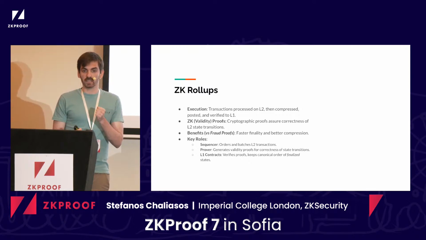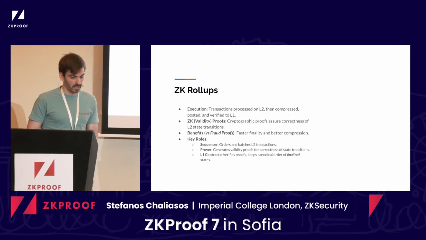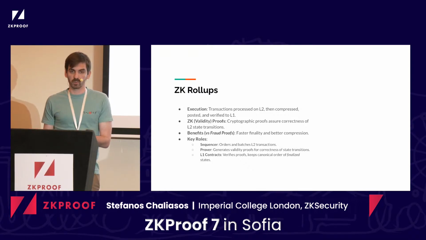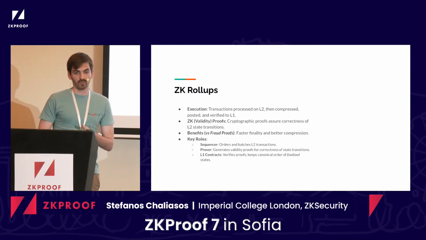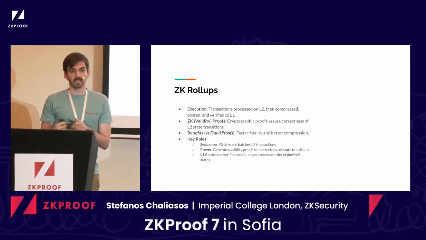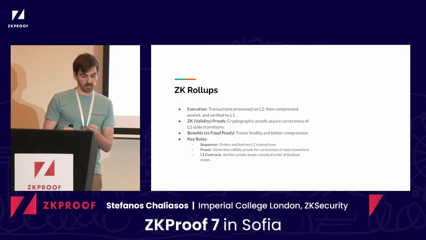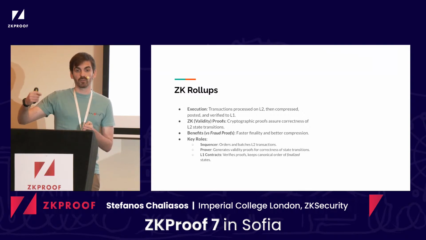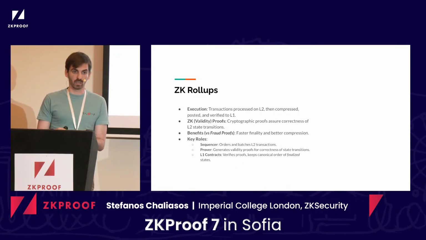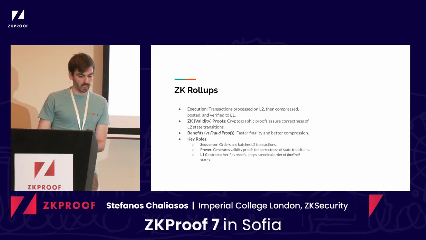It uses zero-knowledge proofs, or let's call them validity proofs, because they don't use the ZK property, which are basically cryptographic proofs that assure the correctness of L2 state transitions. The benefit of using cryptographic proofs rather than more optimistic approaches like fraud proofs is that you have faster finality, because the moment you verify your proof in the L1 and that L1 block gets finalized, then you can say you have finality for the L2, and also you can have better compression.